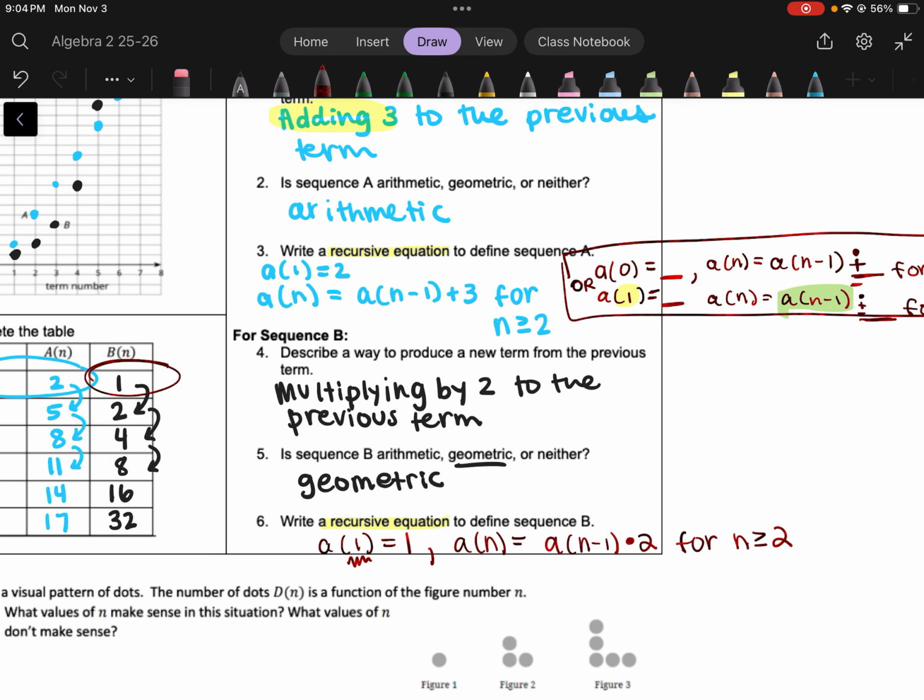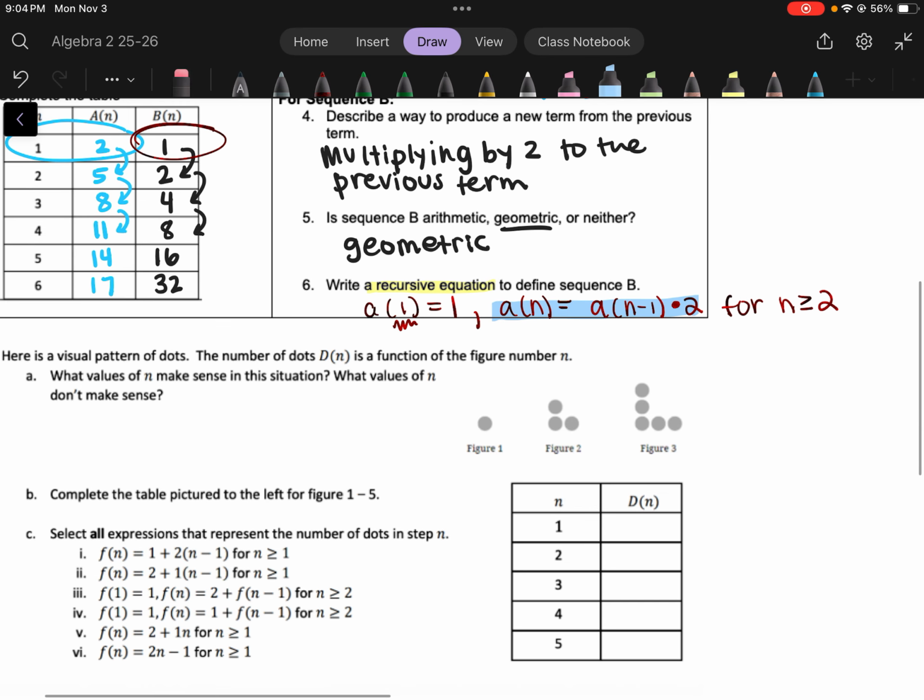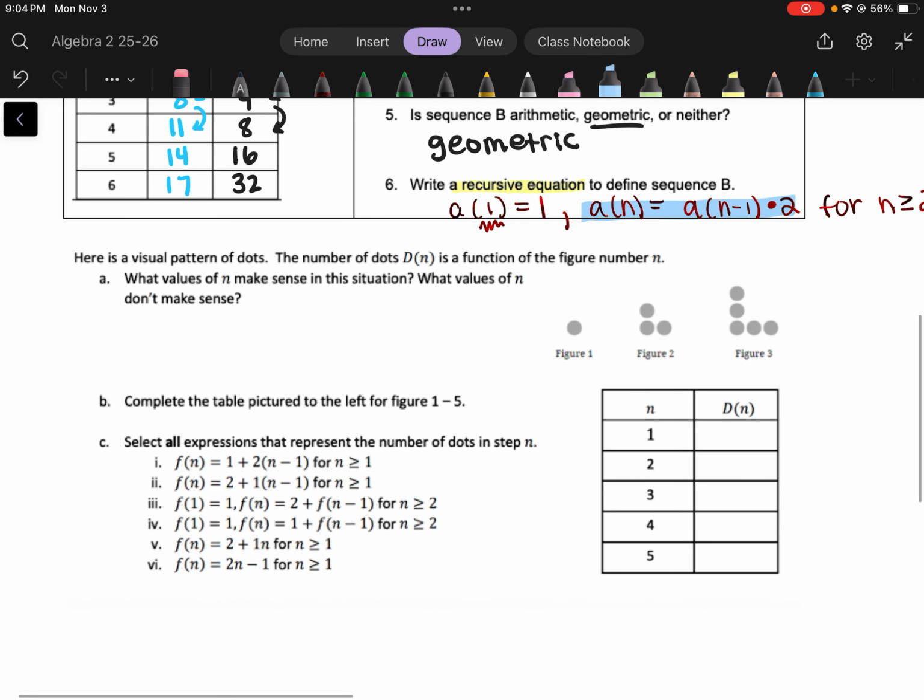And again, that just means that you can use this formula, so taking the previous term, so 1, and multiplying by 2, and then taking 2 and multiplying by 2 to get 4, and etc. So that's the recursive equation. This last one is also going to be recursive and then also nth term. So the explicit formulas, this one is a select all. So there will be multiple correct answers. So I'll show you how to navigate that when we get there.